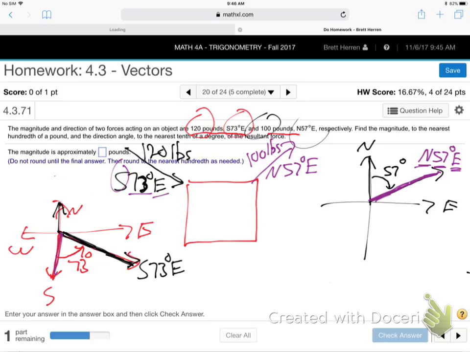What's going to happen? What's the result? I mean, one of them's pushing down and to the right with 120 pounds. The other's pushing up and to the right, or pulling up, somehow forcing up and to the right at 100 pounds. In the direction north 57 east, the other one's south 73 east. Certainly it's going to go right. Both the forces are going east, right? There's certainly an easterly force. But is there an up or a down? Is that box going to move up or down? One of the forces is down, the other's up.